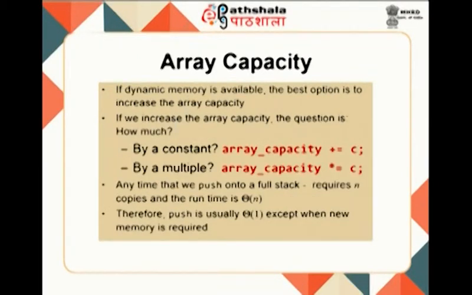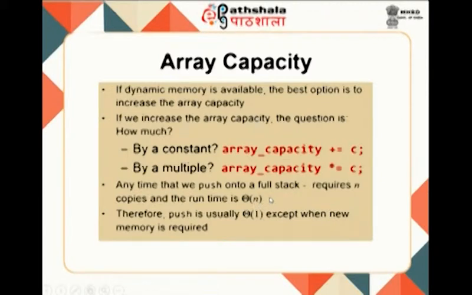So, let us talk about array capacity. If a dynamic array is available, the best option is to increase the array. If you already have memory, increase the array capacity. Now, if we increase the array capacity, the question is how much should we increase it by? By a constant, that is, make array capacity equal to array capacity plus some constant c. Say suppose you had 100, make it 120, or by a multiple, suppose you had 100, make it 200. Any time that we push onto the stack requires n copies and the runtime is of the order of n.